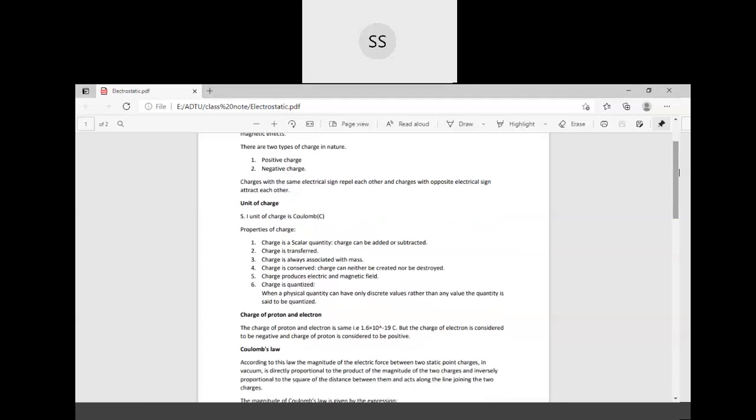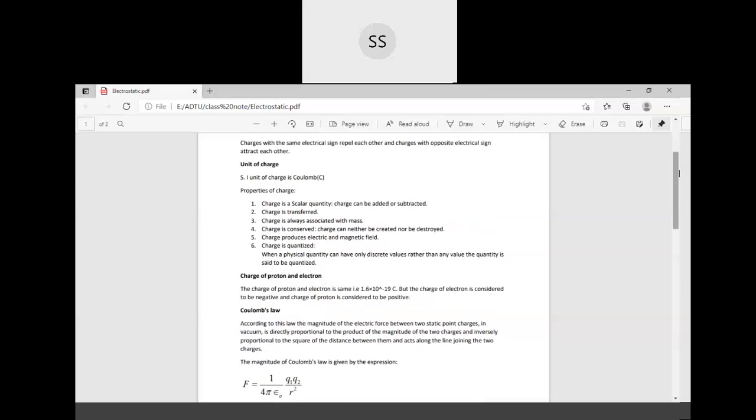Next, charge of proton and electron. Proton and electron have the same amount of charge, which is 1.6 into 10 to the power minus 19 coulomb. But charge of electron is taken as negative and charge of proton is taken as positive. So for electron it is minus 1.6 into 10 to the power minus 19 coulomb, and for proton it is plus 1.6 into 10 to the power minus 19 coulomb. Up to this we have discussed in the last class.